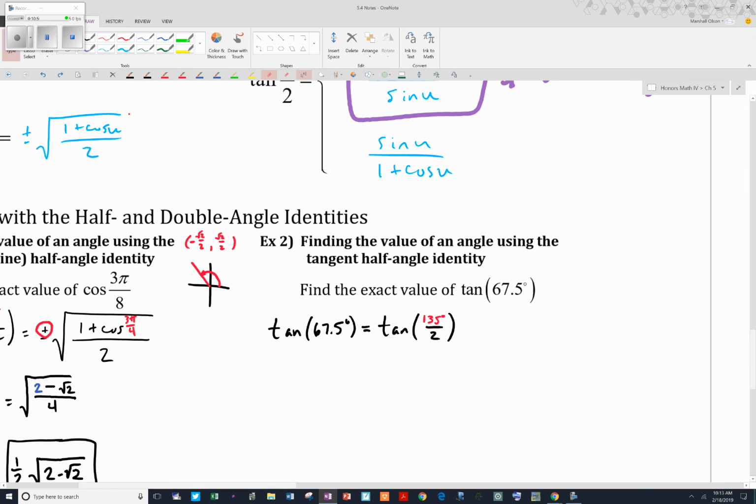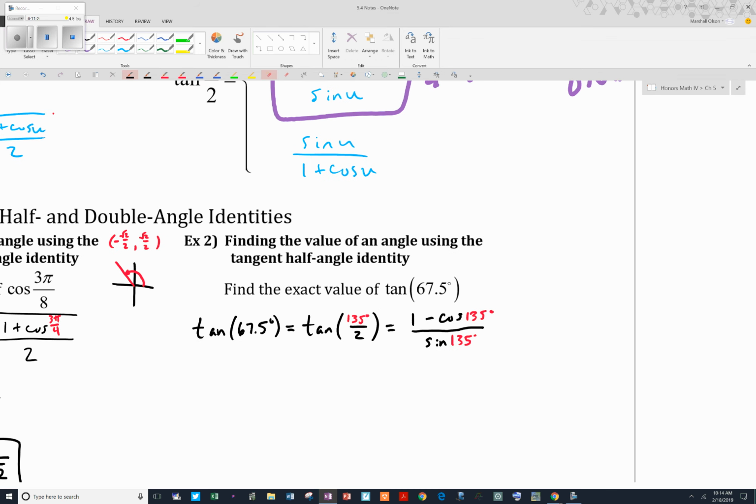Okay, so let's now use that middle tangent formula. This is going to be the easiest one to simplify. So we've got 1 minus the cosine of 135 all over the sine of 135. All right, here's the nice thing with these two examples. 135 degrees is the same thing as 3 pi over 4. So this little guy that we wrote right here works for both of these problems.